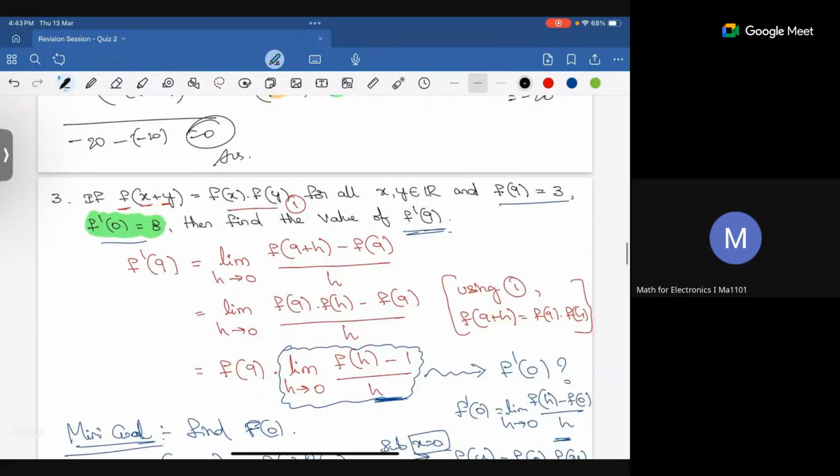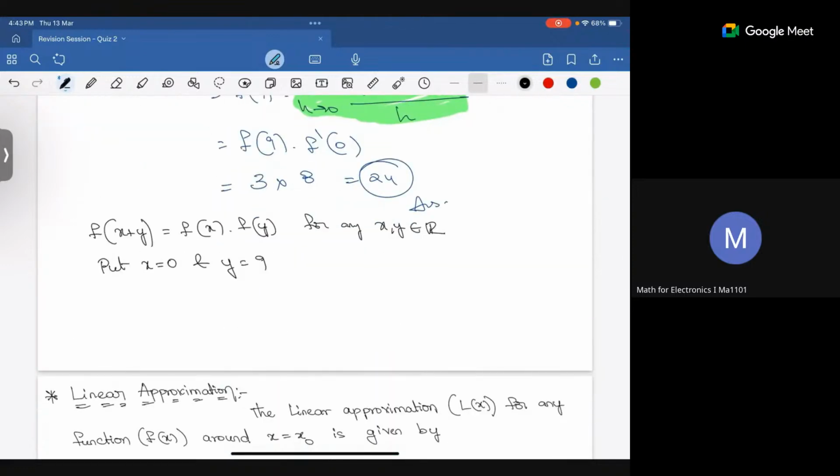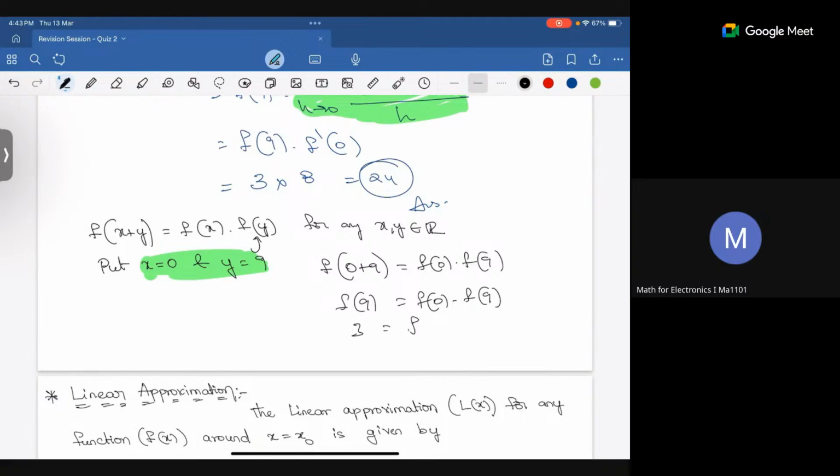So f of 9 I know, and I want f of 0. So I'm just using f of 9 to find f of 0. When I put these values in this expression, what will I have? On the left side, I will have 0 plus 9, which equals f of 0 into f of 9. So this will become f of 9 equals f of 0 into f of 9. So f of 9 is 3, I know that. If you substitute, 3 equals f of 0 into 3. So what should f of 0 be then? f of 0 will simply be 1.